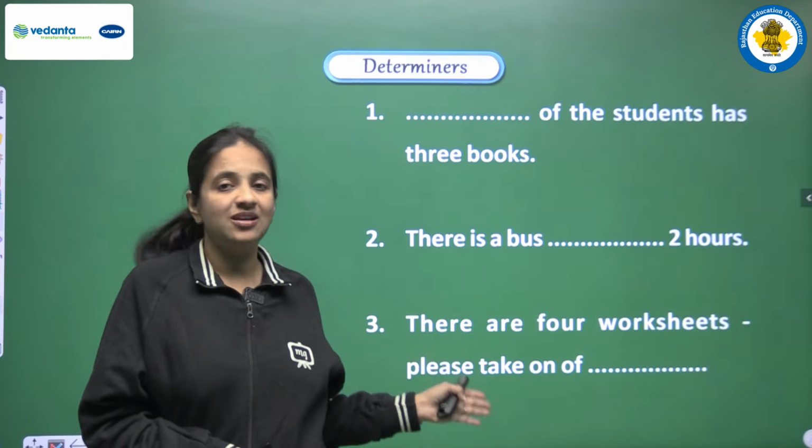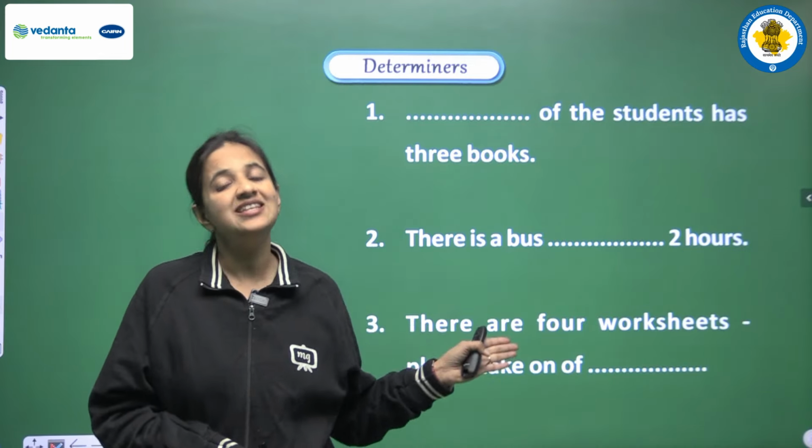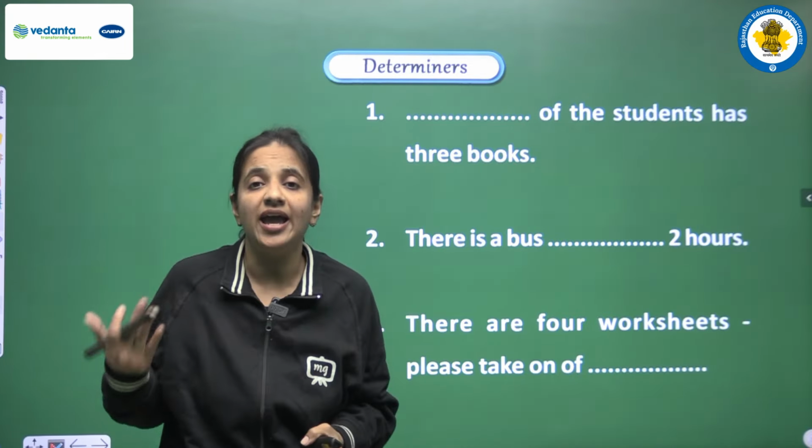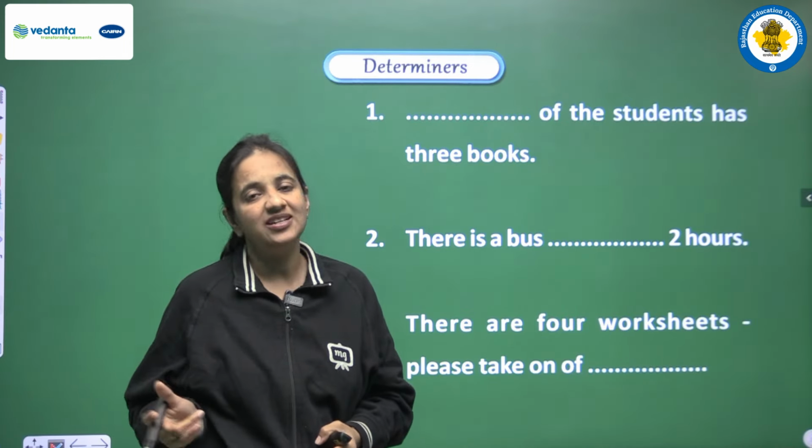And now we are having some sentences. We have to read the sentence, and then we have to fill the blank. We have to complete the sentence using each or every. So we are having 2 options with us, each or every.